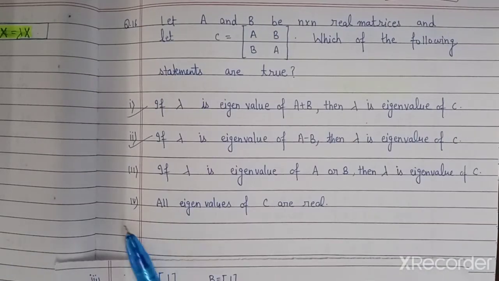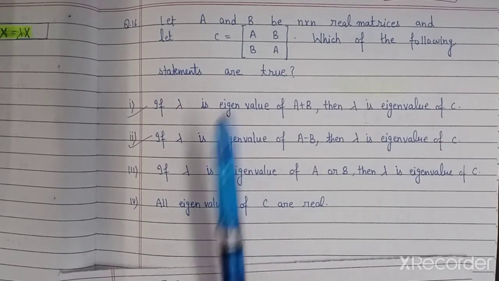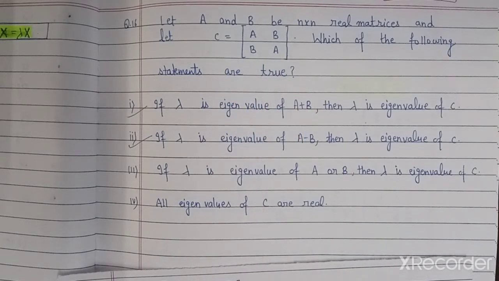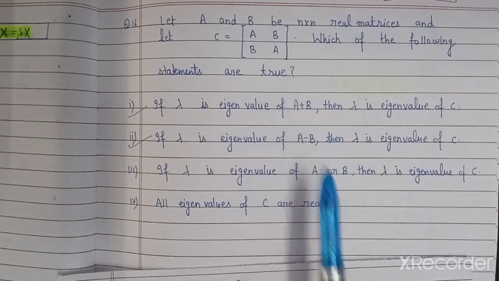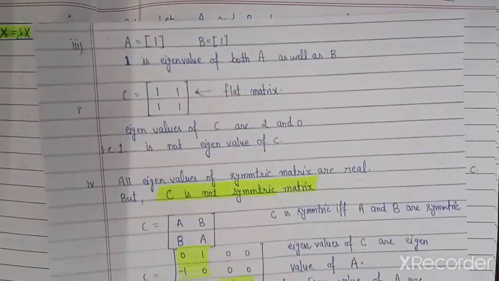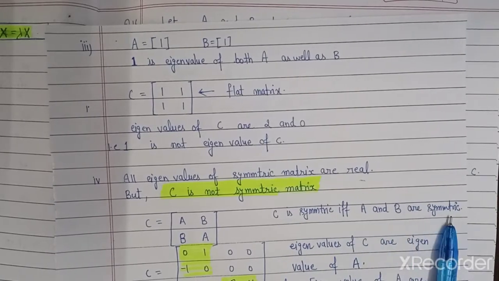Option number 4 is: all eigenvalues of C are real. This is the question where there are maximum chances to make a mistake, because by directly seeing matrix C, it seems that C is a symmetric matrix, and all eigenvalues of a symmetric matrix are real. But C is not necessarily a symmetric matrix. C is symmetric if and only if A and B both are symmetric.